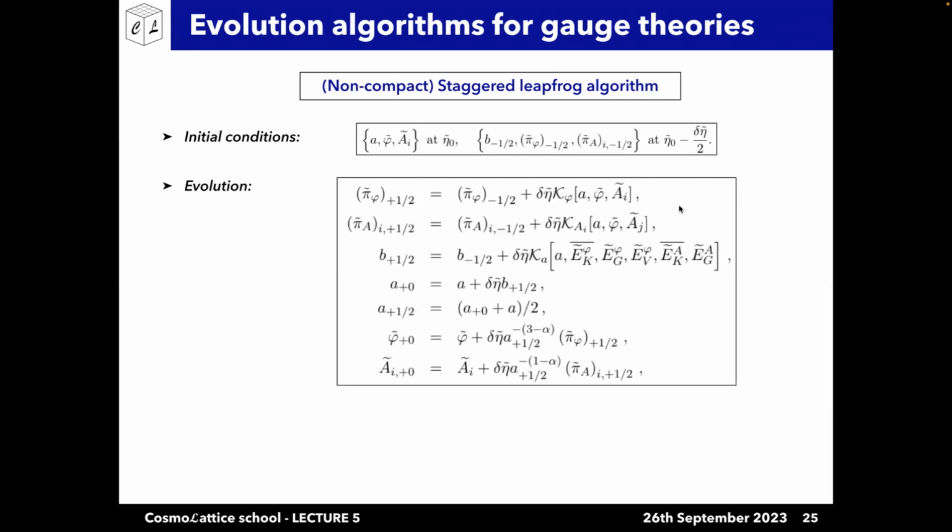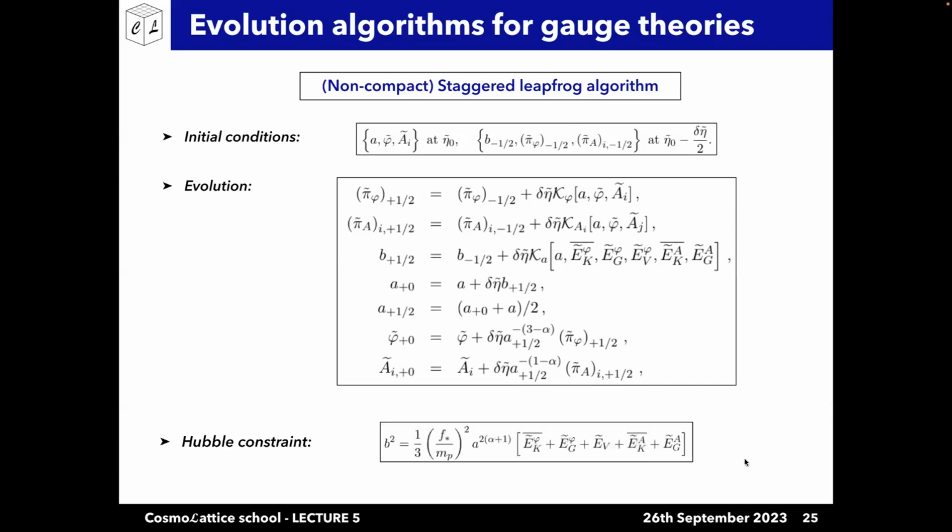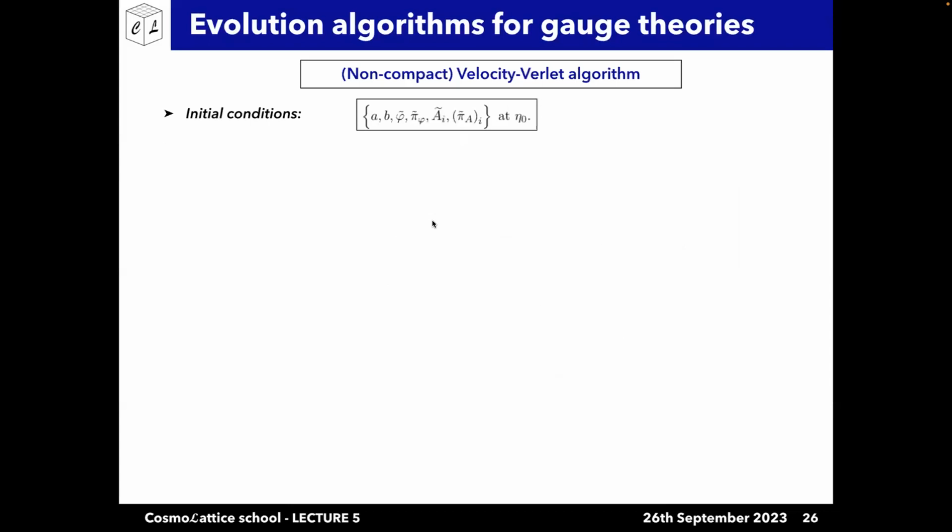As we have done for scalar theories, the only difference now is that we have more equations because we have more fields. And I think the key point is that in this staggered leapfrog algorithm, we know the field components and the momenta at different times. And then we can also develop a velocity Verlet algorithm, mimicking the same that we did for scalar theories.